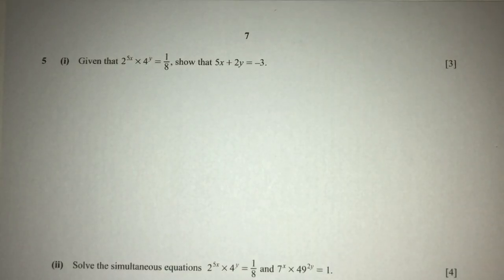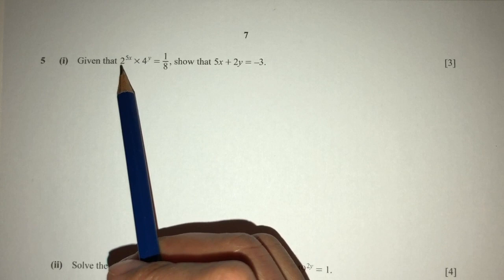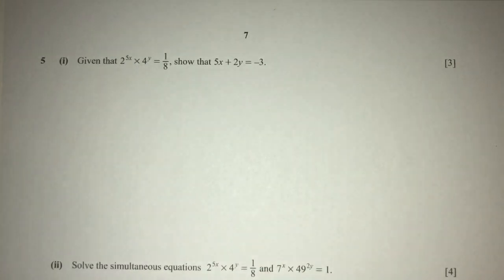Okay, so let's move on to question number 5. Given that 2 power 5x times 4 power y is equal to 1 over 8, show that we have this equation. This one is pretty easy, I would say, because we have done this many times before. By observation, you can see that the base 2, the base 4, the base 8, they are all what?